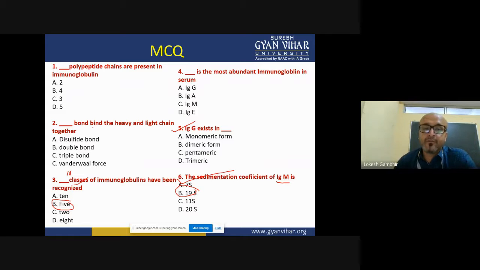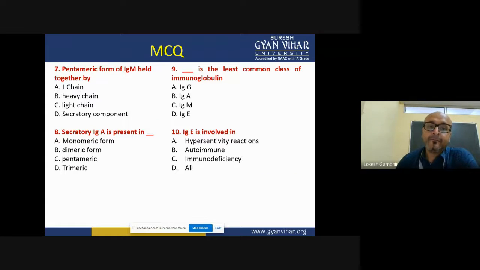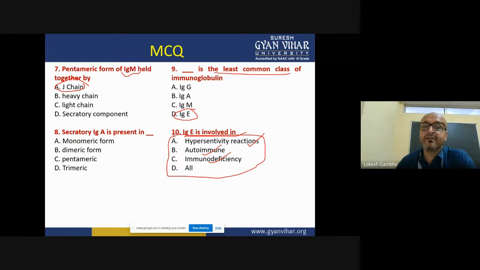Then the heavy chain and light chain are associated together by what bond? It's the disulfide bond that we had discussed yesterday also. Then the pentameric form of IgM is held by what type of chain? It is always the J chain. Which is the least common class? Of course, IgE. IgE is involved in what? In hypersensitive reactions, in autoimmunity, in immunodeficiency. Now the answer is clearly in front of you.